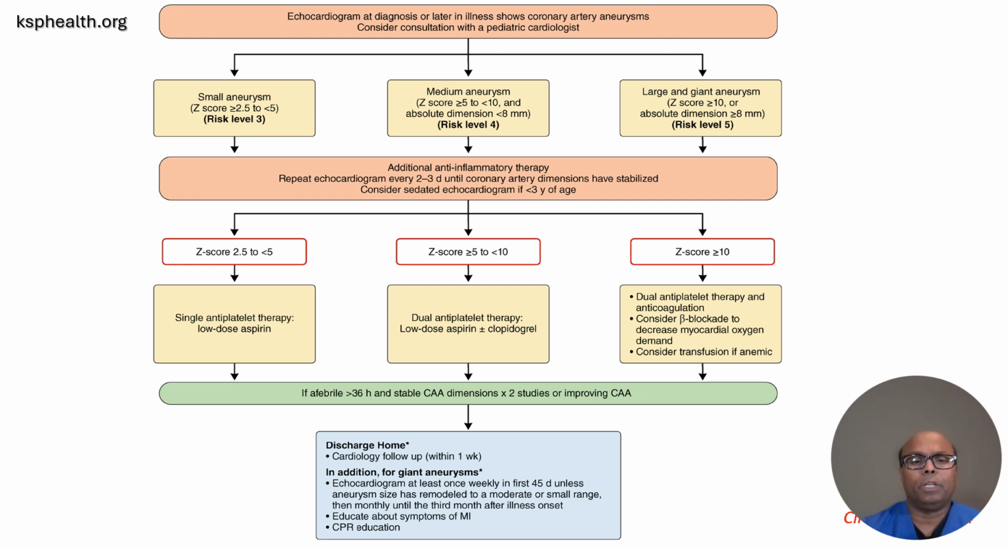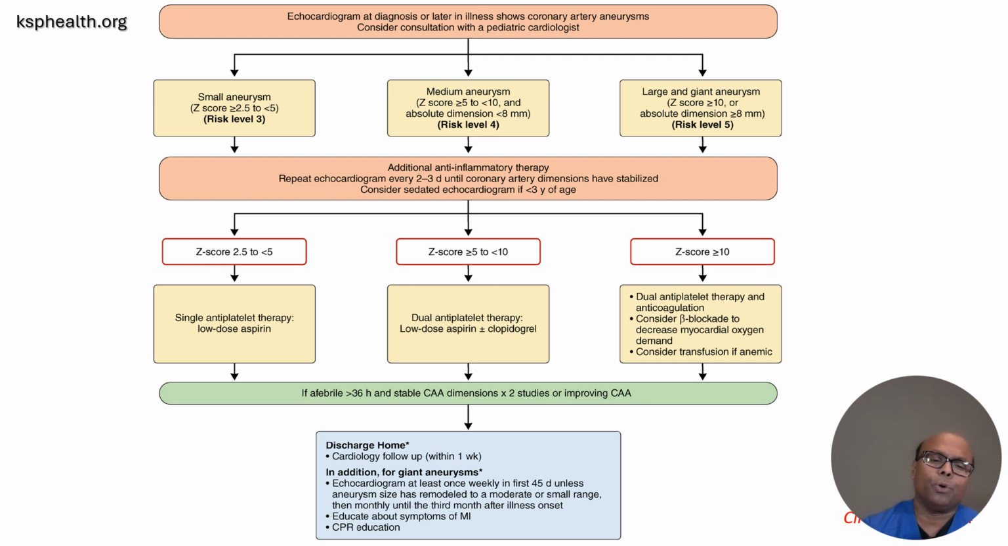If it shows a small aneurysm, defined as Z-score between 2.5 to 5, or a medium aneurysm, defined as Z-score 5 to 10, or a large or giant aneurysm, Z-score more than 10 or absolute dimension of coronary artery more than 8 millimeters, in all those instances, start additional anti-inflammatory therapy. Repeat echo every 2 to 3 days until coronary artery dimensions have stabilized, and consider sedated echocardiogram if the patient is less than 3 years.